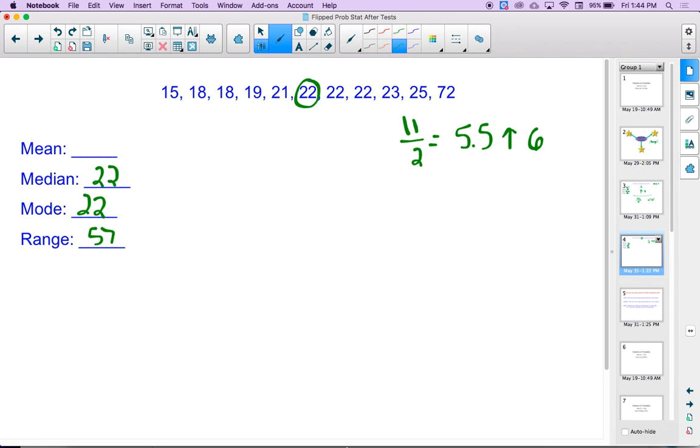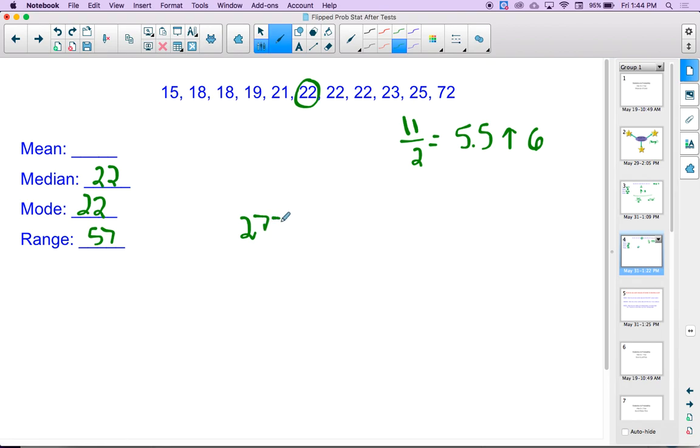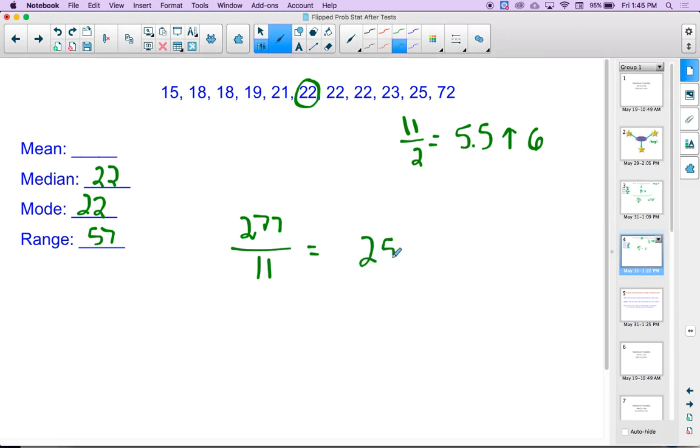Okay. Last but not least, we have our mean to find. Let me get my calculator out again. So we're going to take 15 plus 18 plus 18 plus 19 plus 21 plus 22 plus 22 plus 22 plus 23 plus 25 plus 72. And that gets us 277. And we are going to divide that by 11. I don't know what that is off the top of my head, so I'm going to get that calculator back out. I'm going to divide by 11, and that gets us 25 and 18 hundredths repeating. So 25.18181818. If I'm going to round to the hundredths place, that 1 tells me to keep it the same. So my mean is 25 and 18 hundredths.